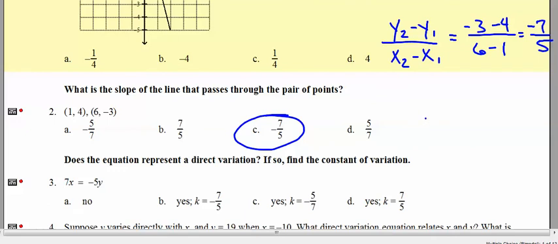Try to remember it as this. Direct variation. Y equals kx. Now, if you divide each side by x, then y over x equals k, doesn't it? Alright, so try to answer this one here.